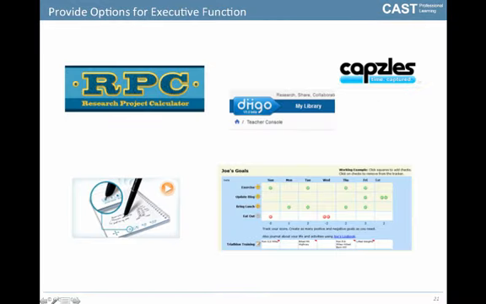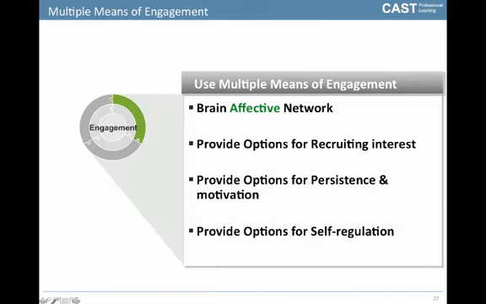Additionally, within the UDL Action and Expression Guideline, we will explore different options for executive function, including ideas for options that guide effective goal setting, that support planning and strategy development, that facilitate managing information and resources, and that enhance capacity for monitoring progress. Some of the resources may include technology options, however, some strategies may not. What is important is how the resources support your students towards the learning goal. There will never be one perfect tool for all students.